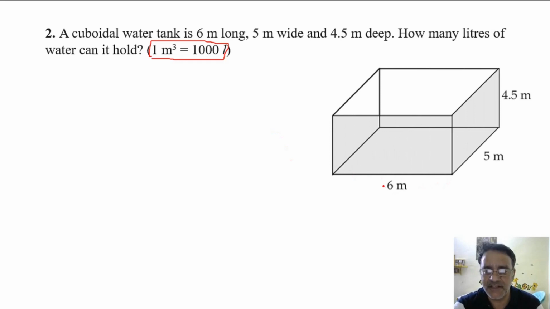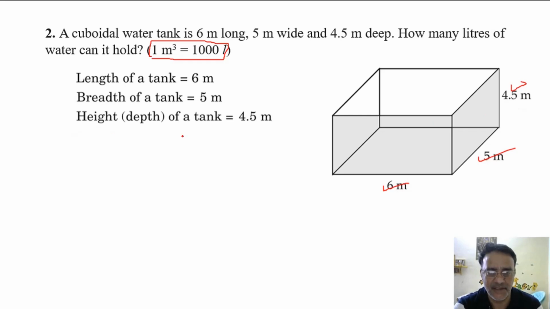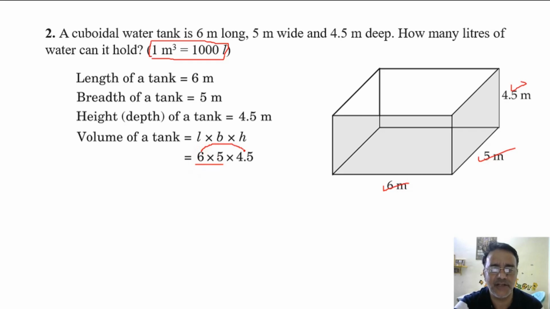So this is the rough sketch. Length is given 6 meter, breadth is given 5 meter, and the depth is the height, 4.5 meter. What is the volume of this tank? Length into breadth into height. Very good. So we'll substitute 6 into 5 into 4.5. If you multiply 6 into 4.5, that is 27, into 5. So we'll get 135 meter cube.